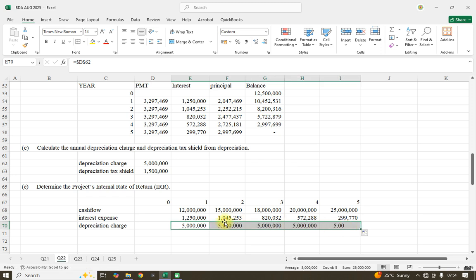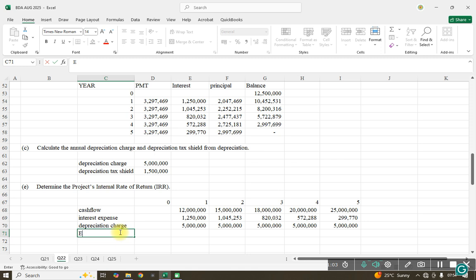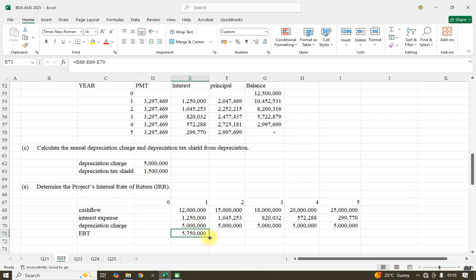Yeah, so that we shall have earnings before tax. So the cash flow that we have, this cash flow is earnings before interest, depreciation, and tax, EBITDA. So we less the depreciation, we less the interest, so we get earnings before tax. So whatever we get is our earnings before tax.